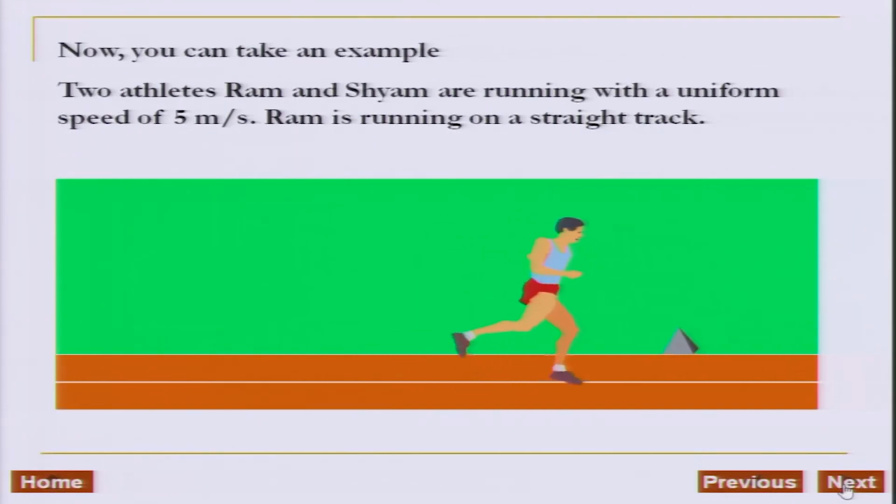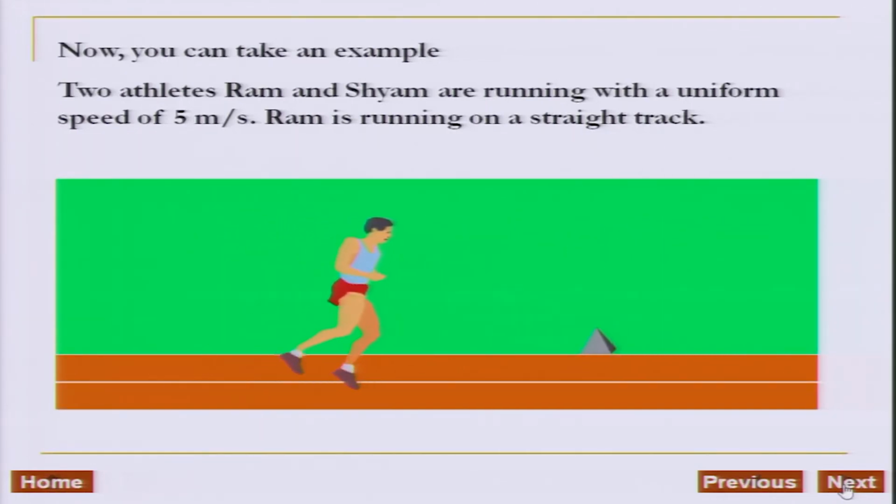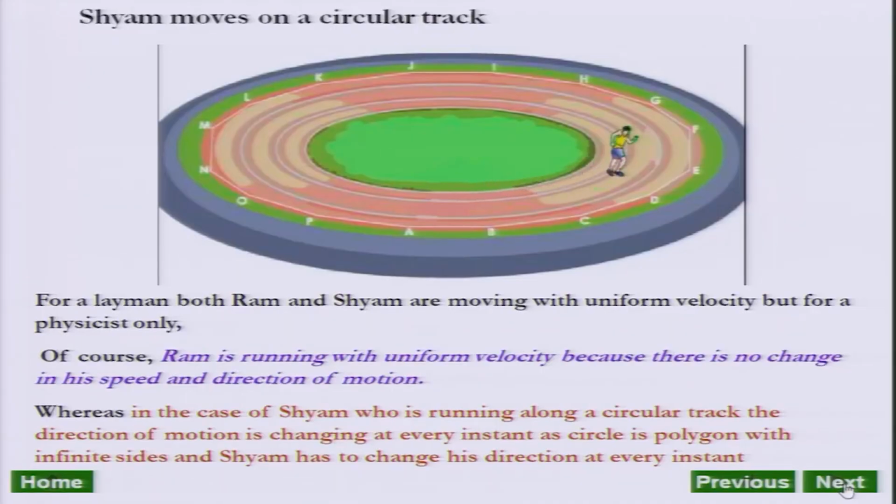Two athletes, Ram and Sham, are running with a uniform speed of 5 meters per second. Ram is running on a straight track. Now this animation is here. Sham moves on a circular track. For a layman, both Ram and Sham are moving with uniform velocity, but for a physicist only.